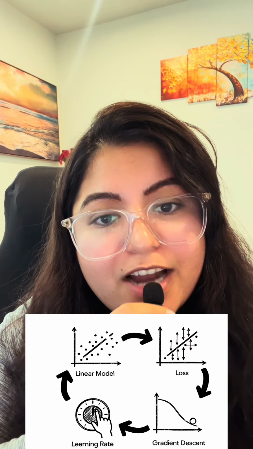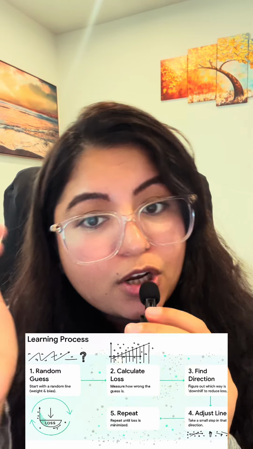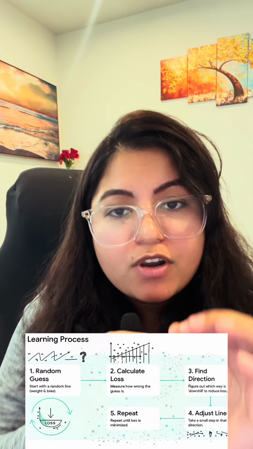So overall, machine learning is a simple loop. Start with a model, measure how wrong it is, adjust to reduce the error, and repeat the process in iterations. And this simple idea of reducing loss is actually the foundation behind everything from linear models to deep learning to large language models.